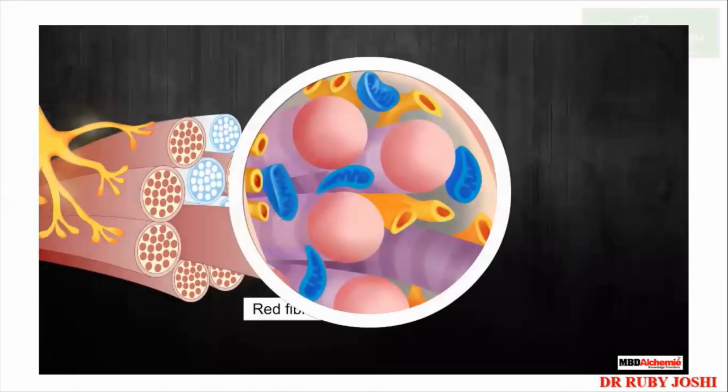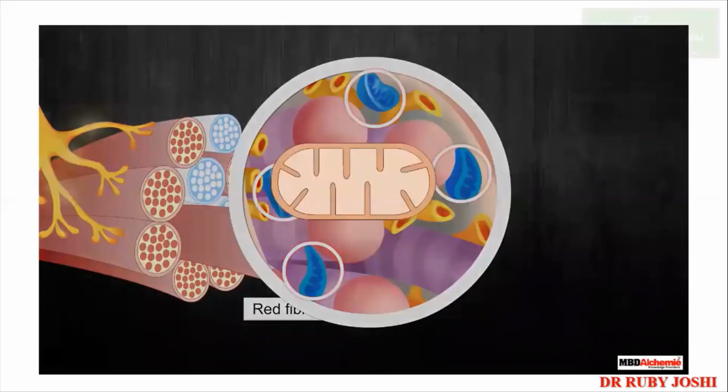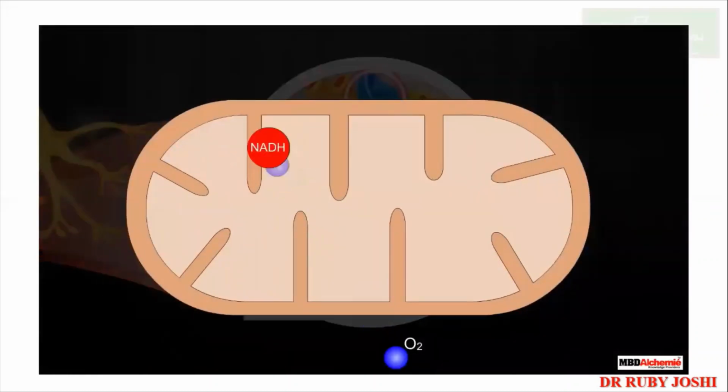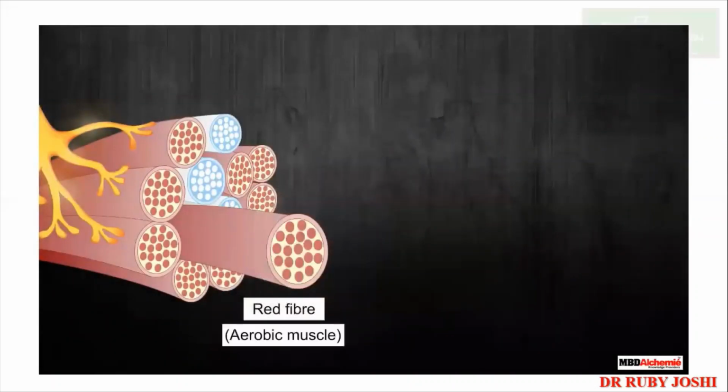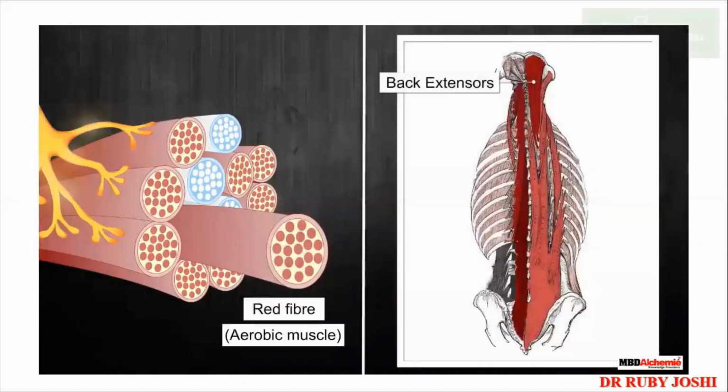The second component is mitochondria. These muscles also contain a large number of mitochondria, which can use the oxygen stored in them for ATP production. These muscles, therefore, are also known as the aerobic muscles. For example, the extensor muscle on the human back.